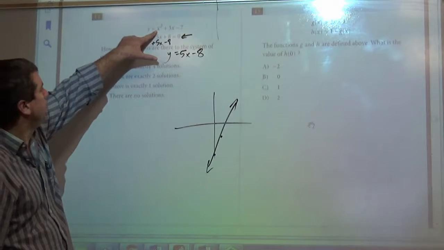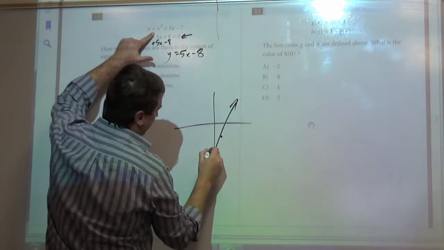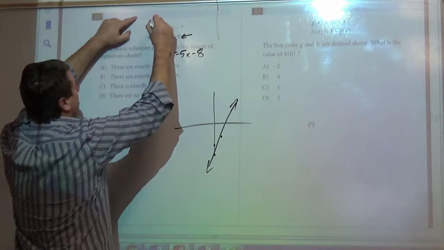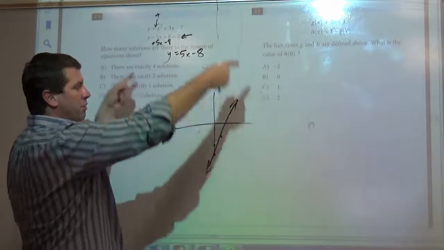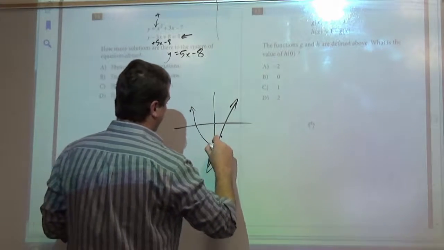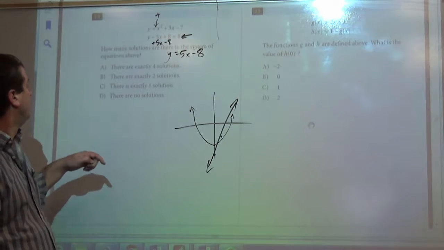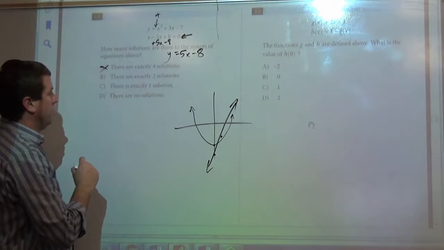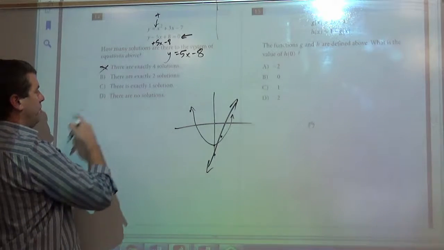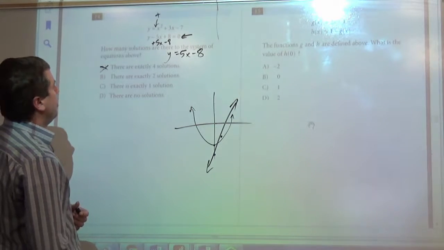Now this one, my y-intercept is going to be -7. So it's right here. This part is positive, so that means my parabola faces up. So it's going to go like that. So definitely not 4 solutions. There could still be 2, there could still be 1. So I'm going to have to actually figure this out a little bit more.